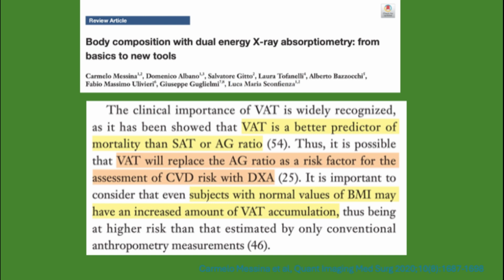I told you that the first 12 years prior to developing diabetes is a CVD risk period. There the hypertension occurs, there the triglycerides go up, there is a risk of stroke during the first pre-diabetes area. It is important to consider that even subjects with normal values of BMI may have an increased amount of VAT accumulation, thus being at higher risk than estimated by conventional anthropometry measures alone.